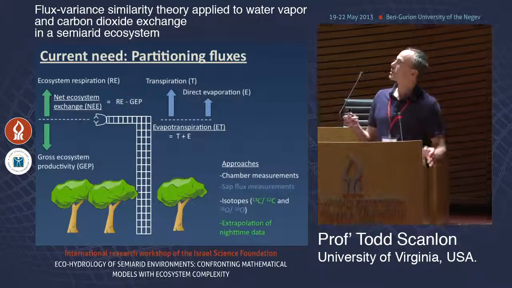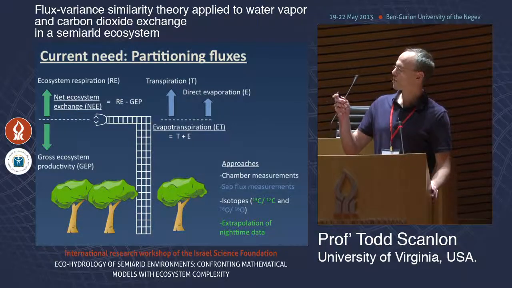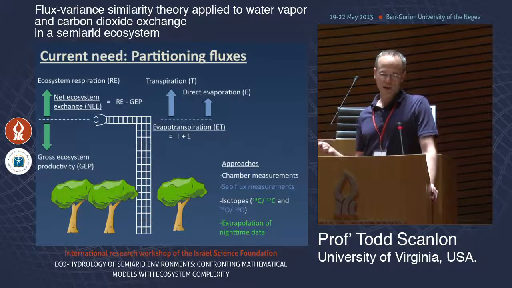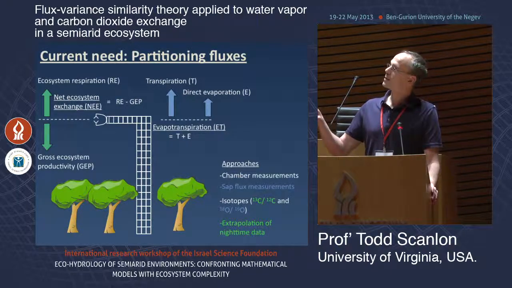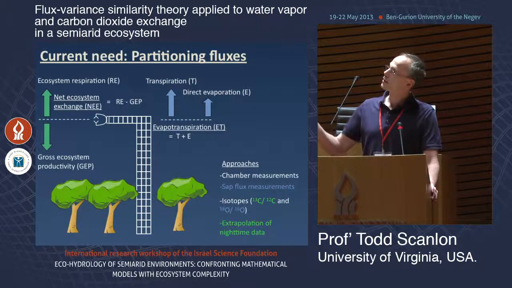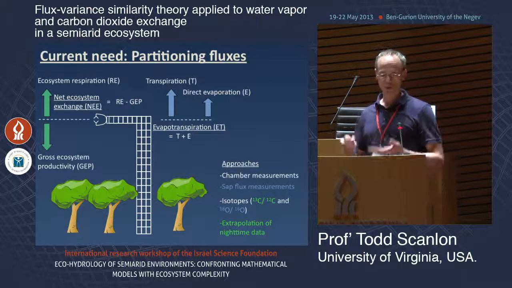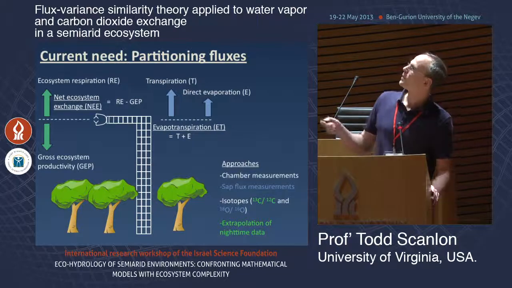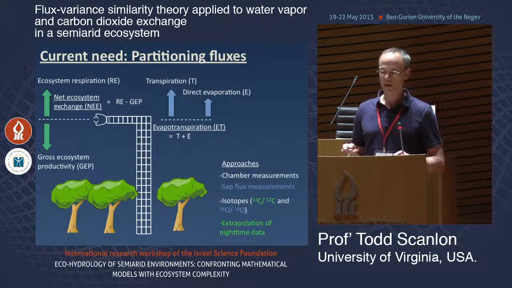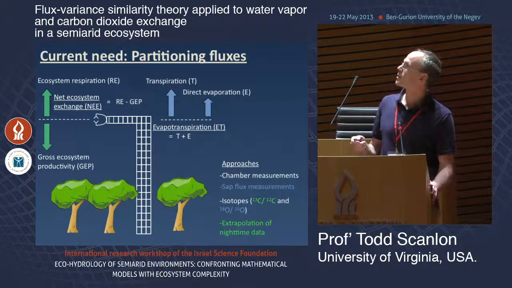So there is a current need for partitioning fluxes. When we measure fluxes, like with eddy covariance over the top of the canopy, for carbon, what we're measuring is the net ecosystem exchange, which is really a combination of two different fluxes. We have gross ecosystem productivity, which is the downward flux of CO2, and we have ecosystem respiration, which is releasing CO2 to the atmosphere. Similarly, when we're measuring the water vapor flux, which is evapotranspiration, that's comprised of two different things, transpiration and direct evaporation.